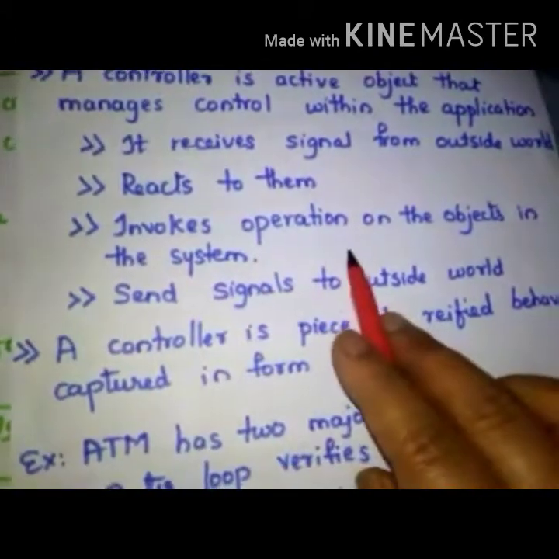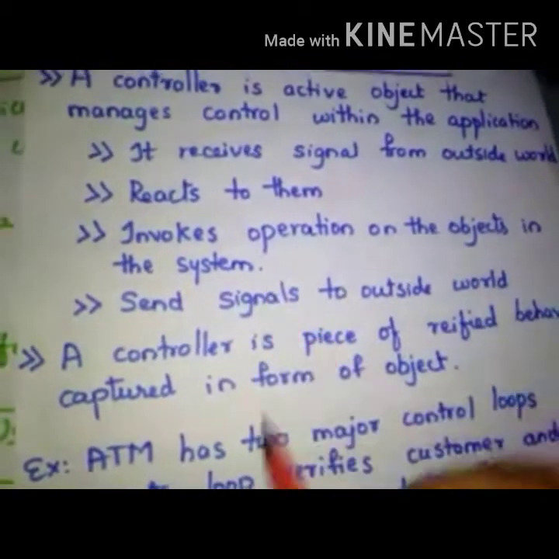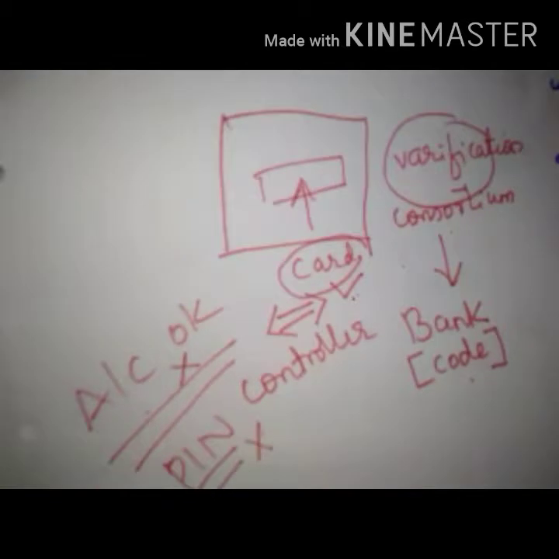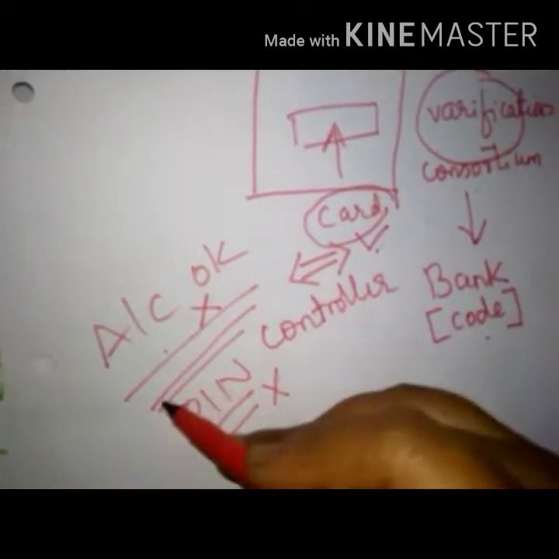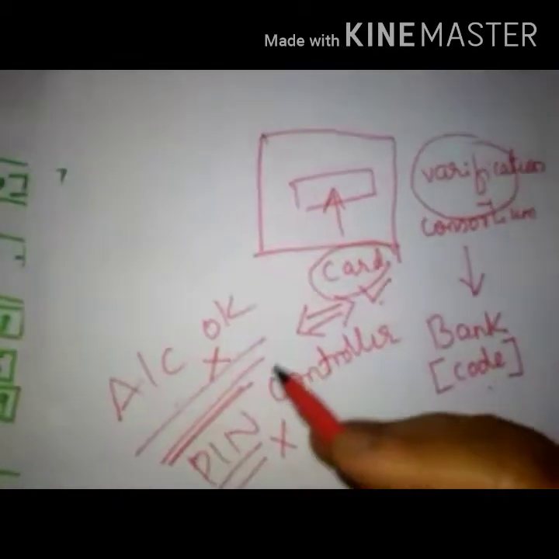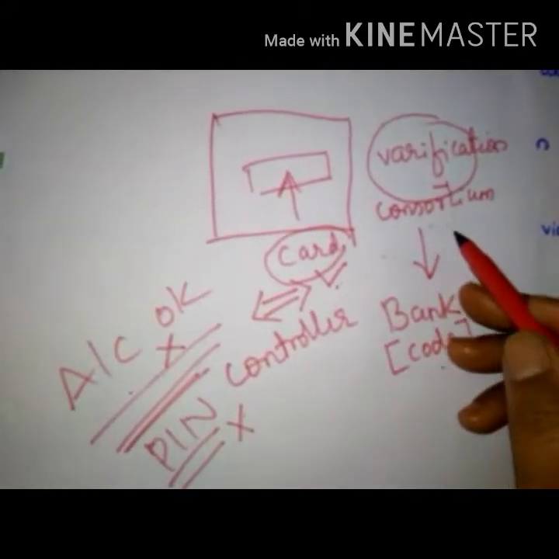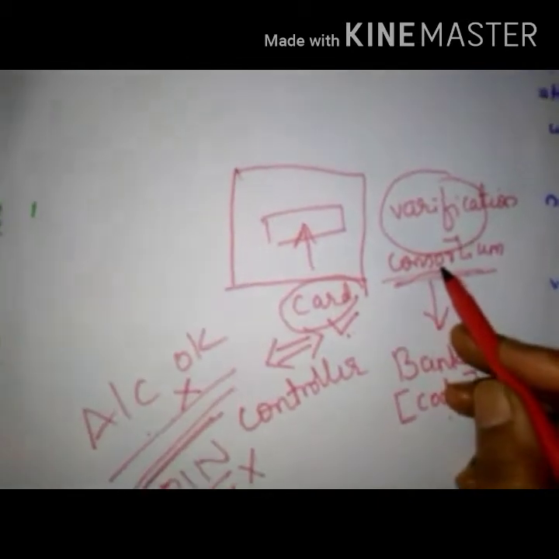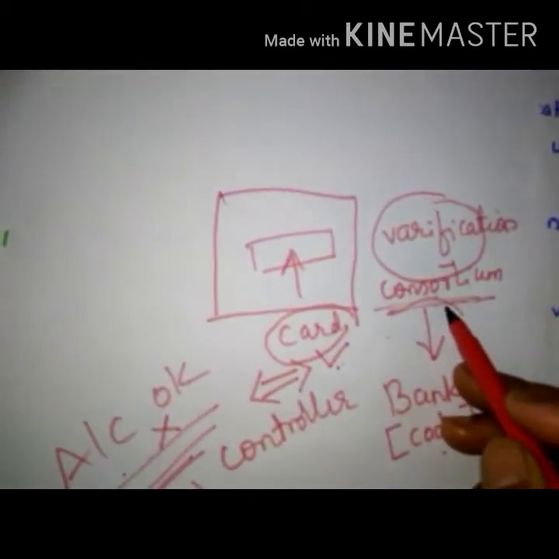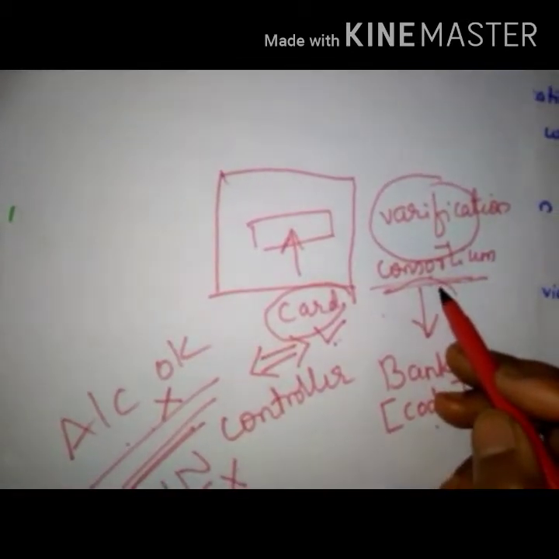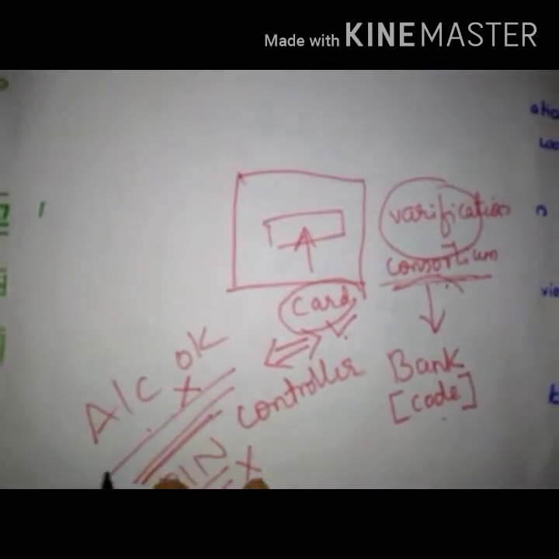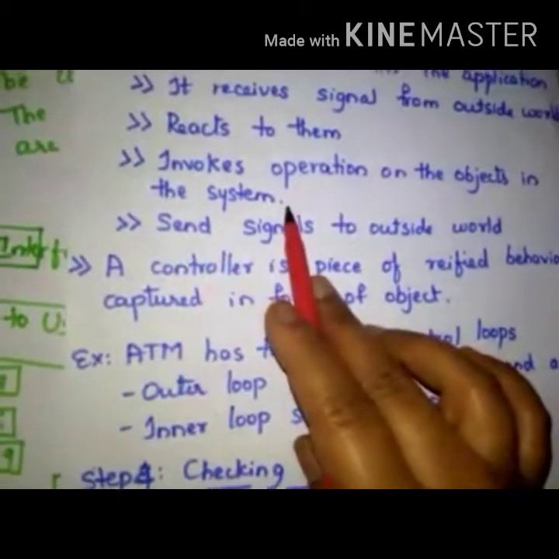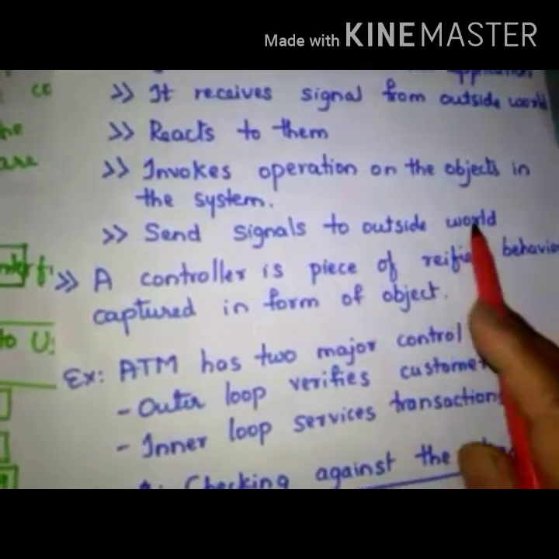Next, it invokes the operation on the object in the system. Here within the ATM system, when the authentication has to be done, it invokes the object of type consortium, because the authentication will be done via the control object which is associated with the consortium's authentication. So it also invokes the operation on the object in the system. Next, it sends the signal to the outside world.